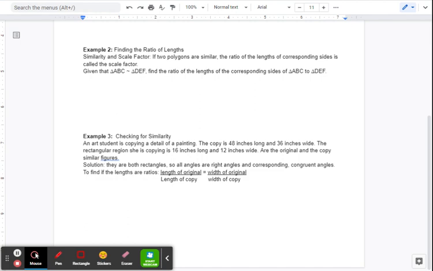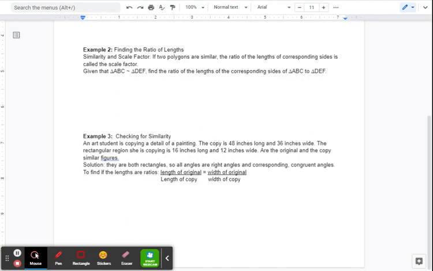Oh, and I actually flipped it. I put the length of the original on the bottom. So, sorry, my bad. The original should be on the top. The original was 16. The copy should be on the bottom. Still dividing it by 16. So the original is on the top. The copy is on the bottom. So now we're going to do the same thing for our width. Because we need to know, is the ratio the same? So I have to do it with both, with the length and with the width.